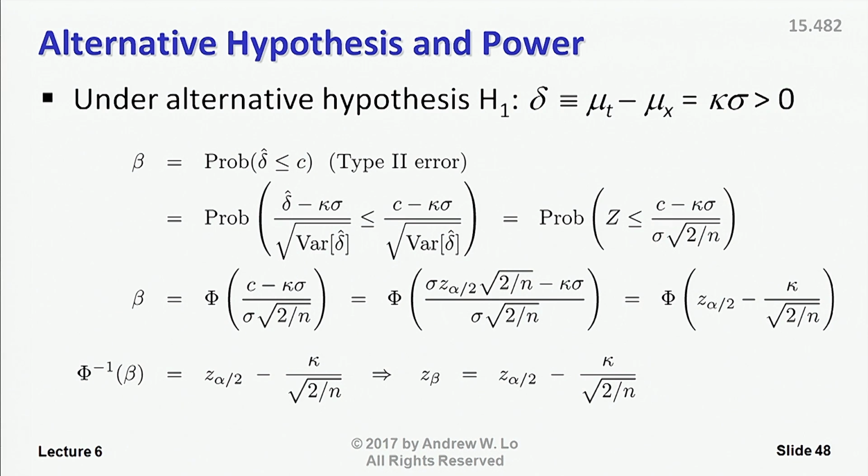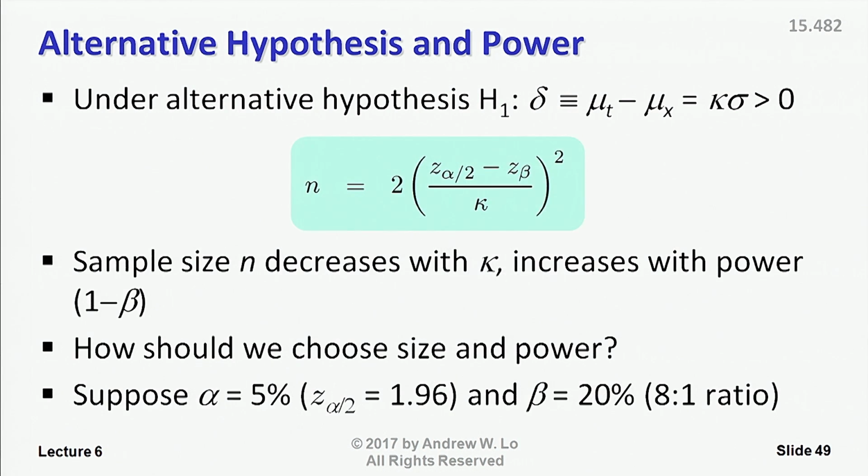And so I just leave it at kappa so you can decide how far away your alternative hypothesis is from your null. The farther away it is, the easier it is for you to be able to find a good drug when you're doing the test. And ultimately, what you're going to get out of this analysis is the sample size you need in order to achieve a certain level of power.